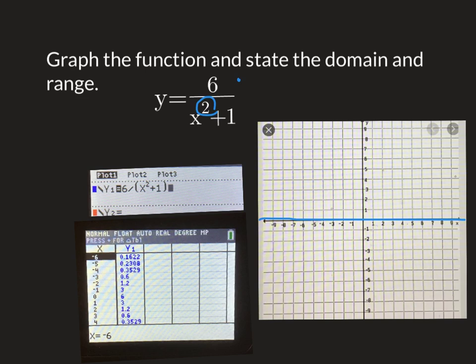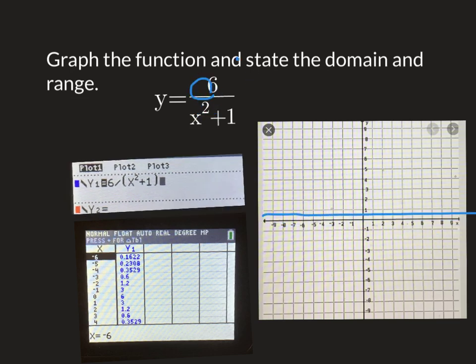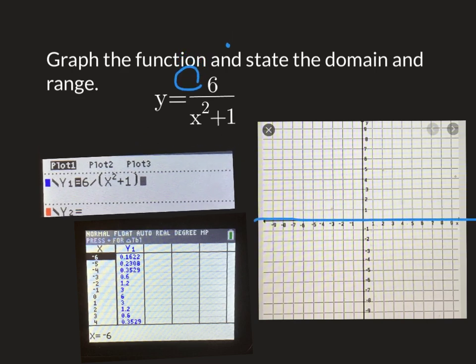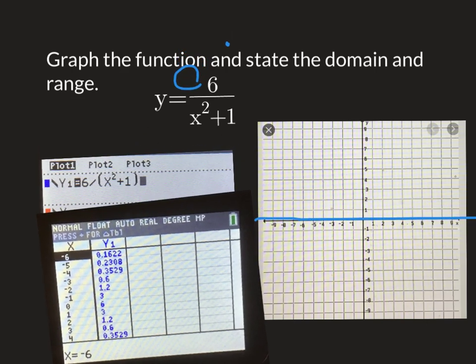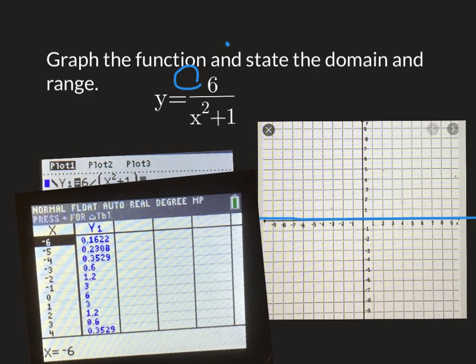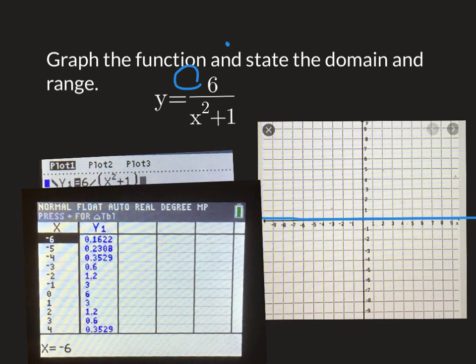All right, so next I typed the equation into the calculator just like that. I hope you can see that. I'm moving my graph now too. But that's how I typed it in. And then I did the table and found some points. I found that 0, 6 is a point, which is up here. I'm going to graph these. 0, 6 is right there.